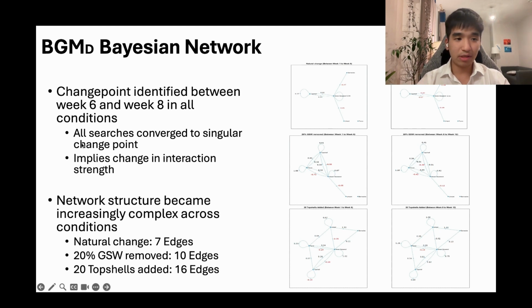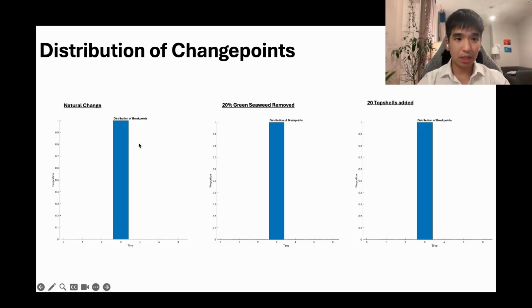And then another thing to note is that the network structure becomes increasingly complex across the conditions, where in the natural change, there's only 7 edges, 20% green seaweed, there's 10 edges, and 20 top shells added, 16 edges. And in terms of the distribution of change points, I'm just putting this here because, as I said earlier, they all converge to this singular change point across all the iterations. And this will be very interesting to compare with a more complex network later. But just for now, this is just to show you how simple it is and the fact that it was able to converge to a single change point across every single iteration.